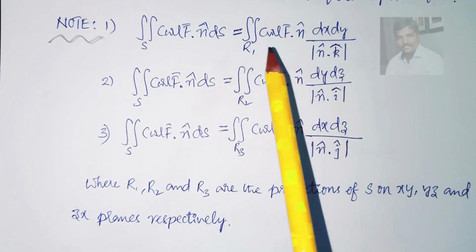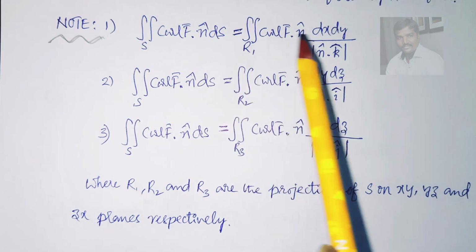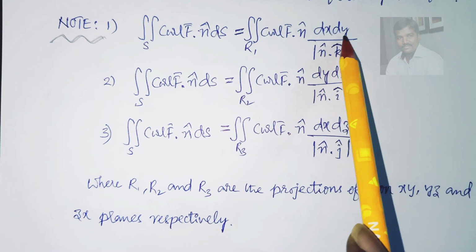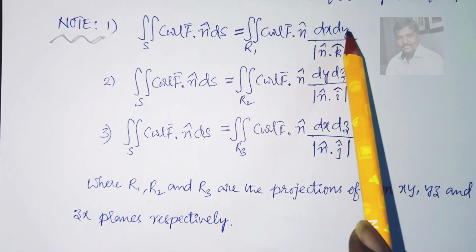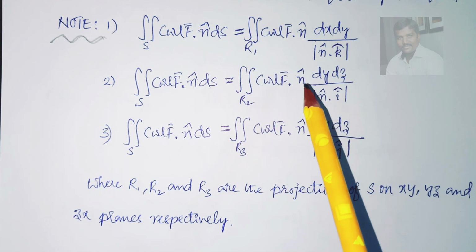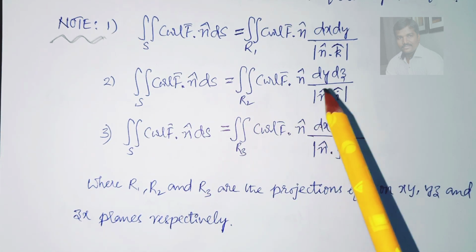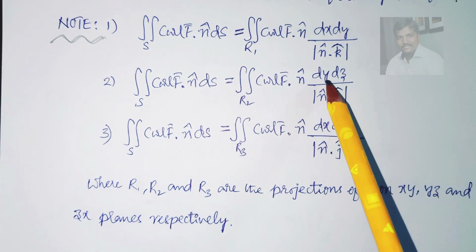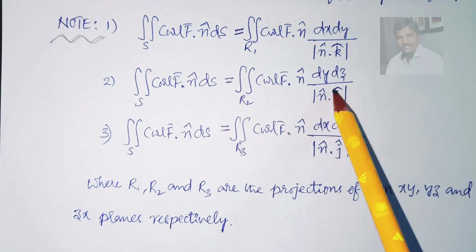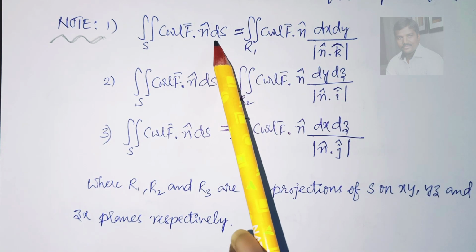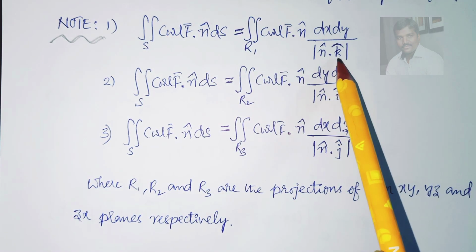Here R1 is the projection of the surface S on the xy plane, and R2 is the projection of surface S on the yz plane. Remember that. If you consider the projection on the xy plane, we write ds as dx dy by mod n cap dot k cap.